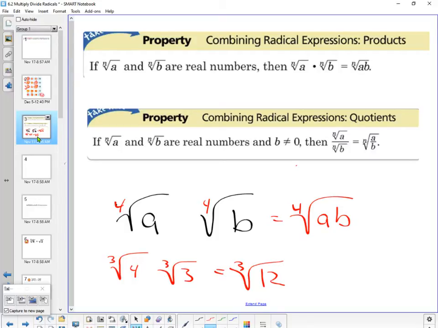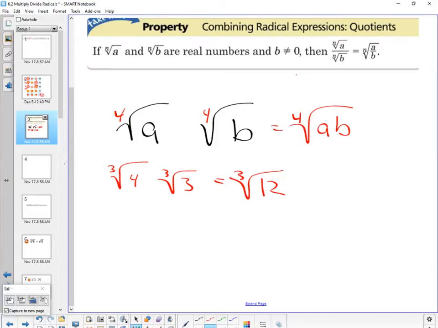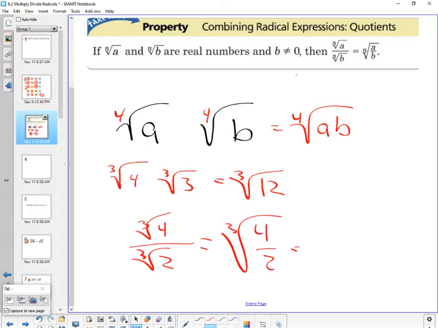So let me give you an example for the other one then. If I had the third root of 4 and the third root of 2, then this is simply the third root of 4 over 2, which is the third root of 2. Right? Because what's 4 divided by 2?